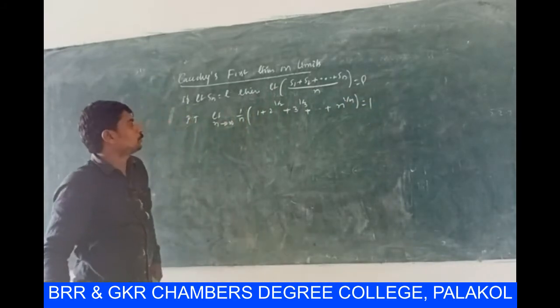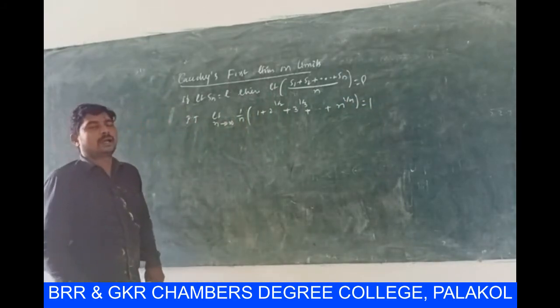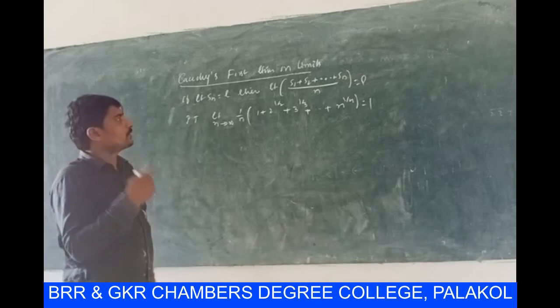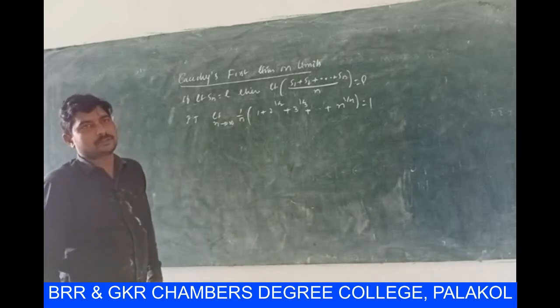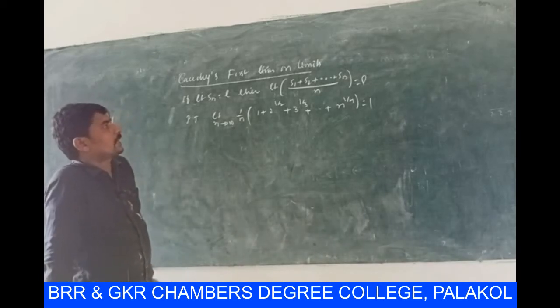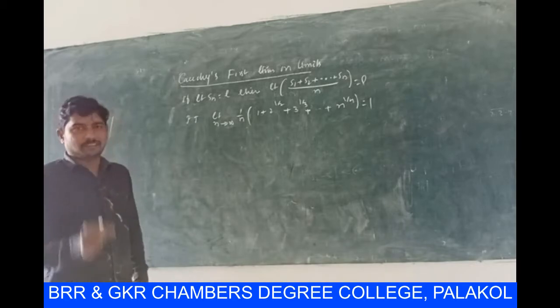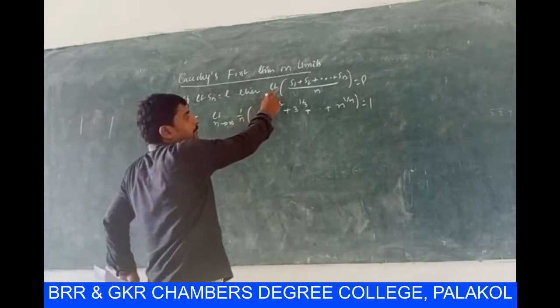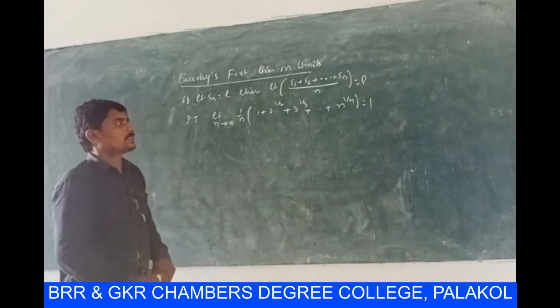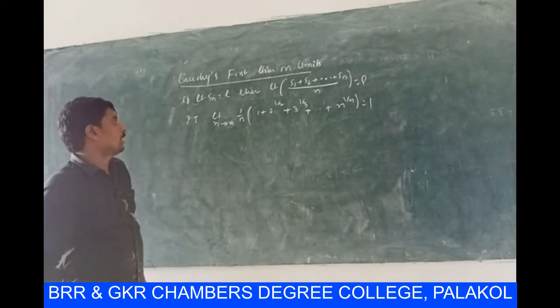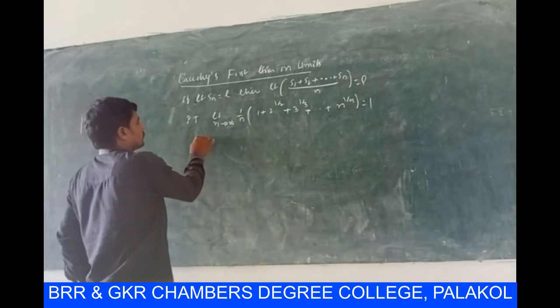So we have to show that this limit value is 1. Actually, this problem can be solved by using Cauchy's first theorem on limits. What is the statement of Cauchy's theorem? Cauchy's first theorem on limits: if limit Sn is equal to L, then limit (S1 plus S2 plus and so on Sn) by n is equal to L.